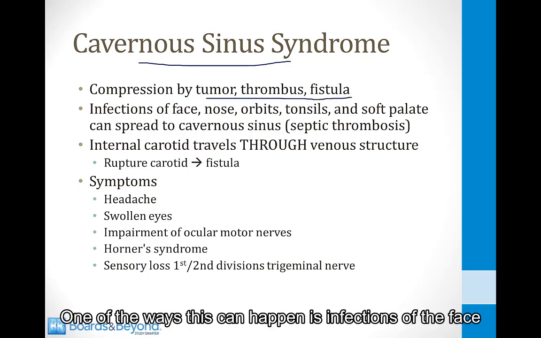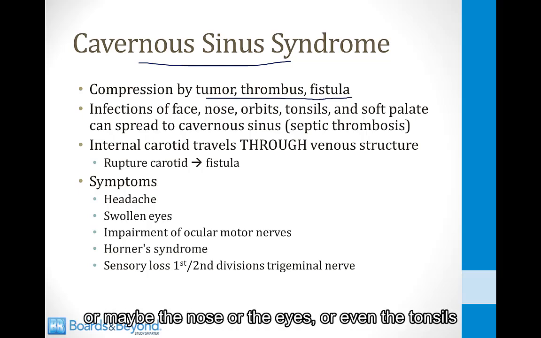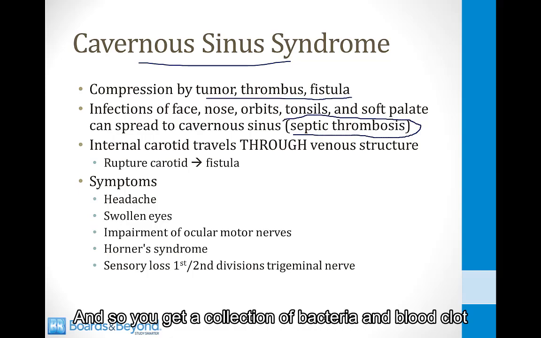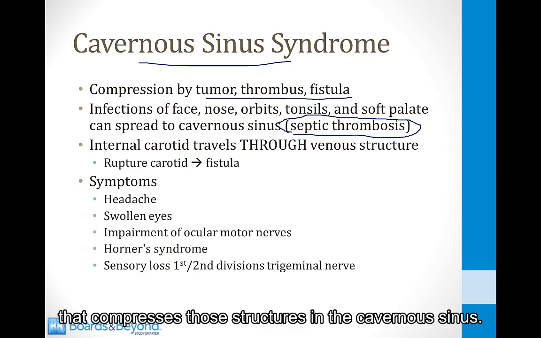One of the ways this can happen is infections of the face, or maybe the nose or the eyes, or even the tonsils or the soft palate can spread to the cavernous sinus. This is called a septic thrombosis, and so you get a collection of bacteria and blood clot that compresses those structures in the cavernous sinus.